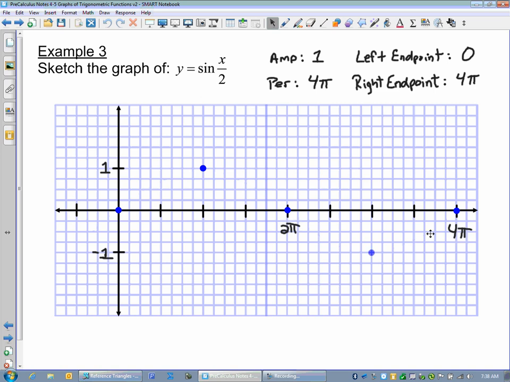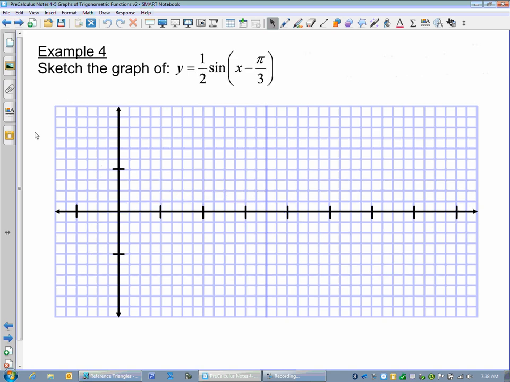So we can see it really starts to take shape with those 5 key points, and draw a nice smooth curve through those, and that will be your graph. Now usually these 5 points are enough to graph everything unless you have a reflection or a vertical shift to pay attention to as well. And let's see what happens there.